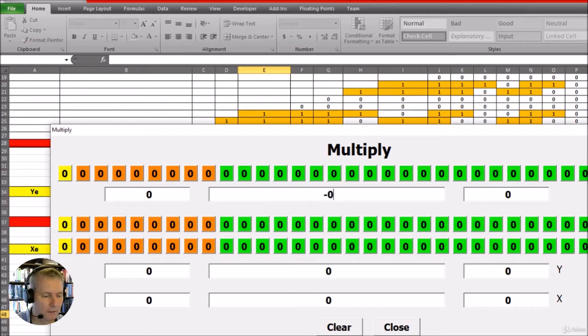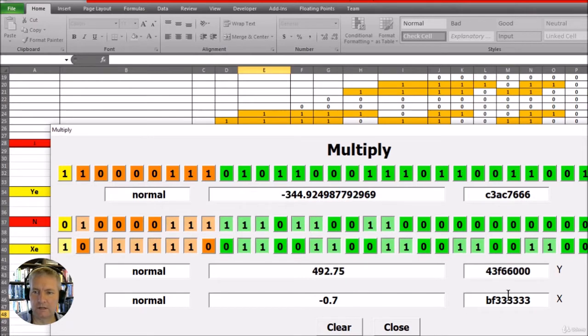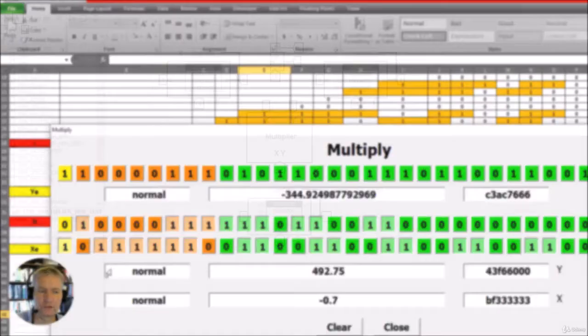So we're going to have minus 0.7 and we'll multiply that by 492.75. So these are our answers here. So if you take a note of these multiplications, the two values in hex and also the answer in hex as well, and we'll go and put those values into the multiplication tool in Logisim.